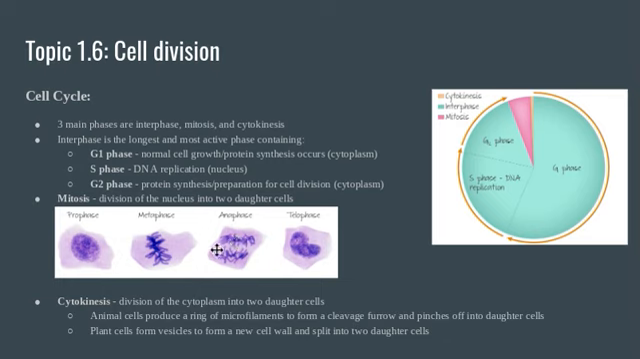And next you would have cytokinesis. This is the last part, and this is the division of the cytoplasm into two daughter cells. And it's different in animal and plant cells. In animal cells, a ring is produced of microfilaments to form a cleavage furrow, and then it pinches off into two daughter cells, and there's your division. In plant cells, it's a little different, because they form vesicles to form a new cell wall, and they split into two daughter cells. So basically, the main difference is plant cells create a cell wall, which is very obvious.